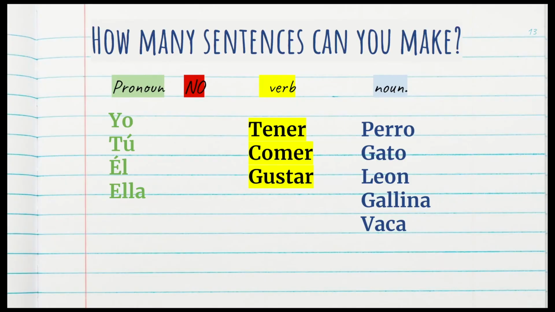Moo. All right, so how many sentences can you make? Try to write as many as you can with these little different pieces, but remember, it's the pronoun, the verb, and the noun, and then negating it if you need to.